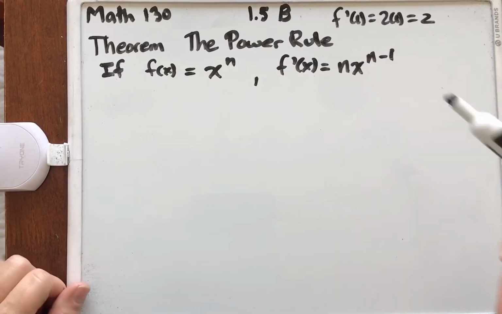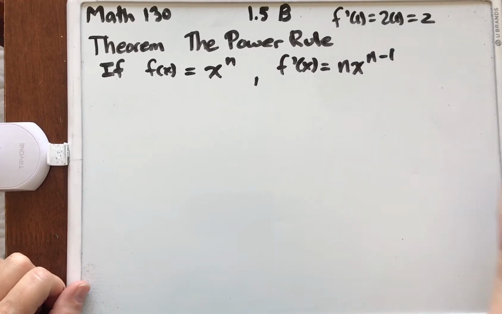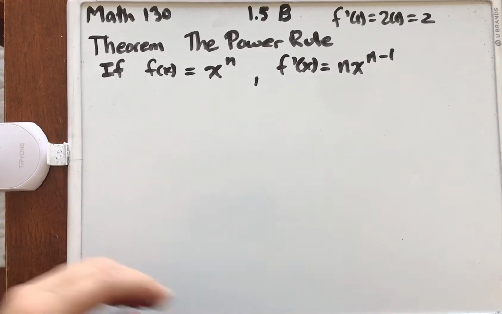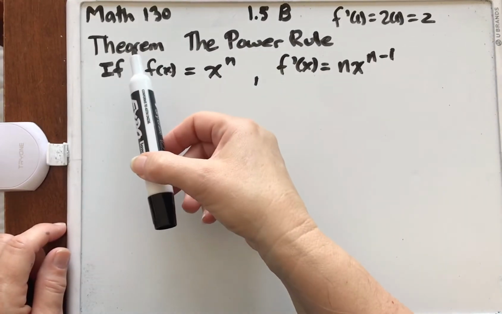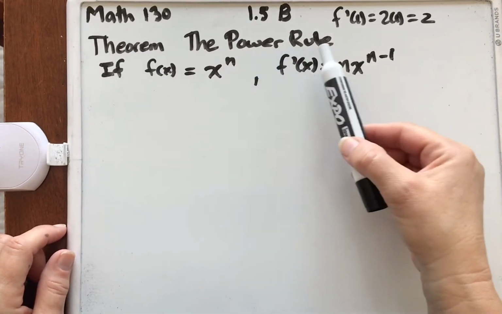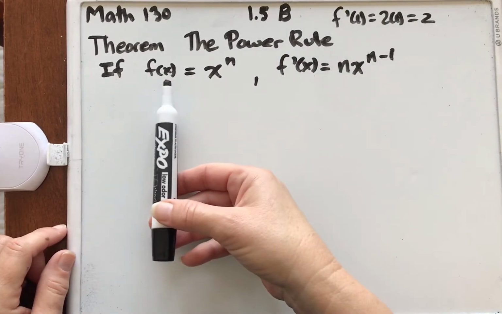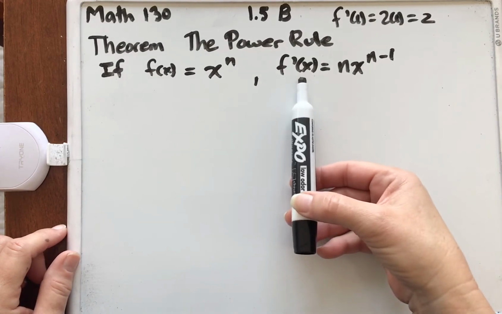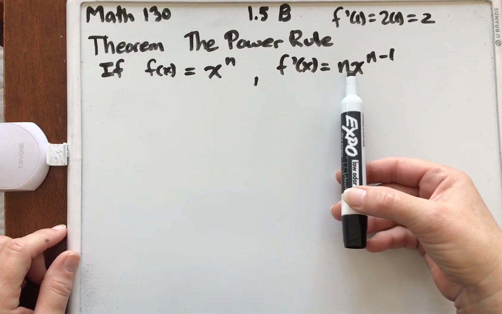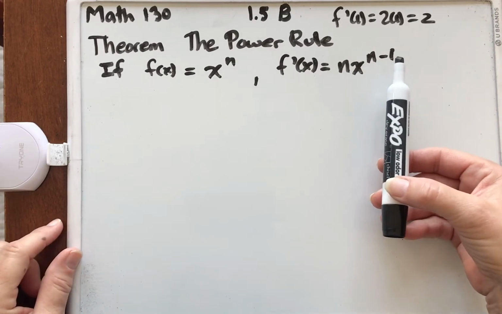Remember, we just did f prime of 1 equals 2 times 1 equals 2 with the equation f of x equals x squared. Now we're going to do an easier way. We have a theorem called the power rule. It states if f of x equals x to the nth power, f prime of x equals n times x to the power of n minus 1.